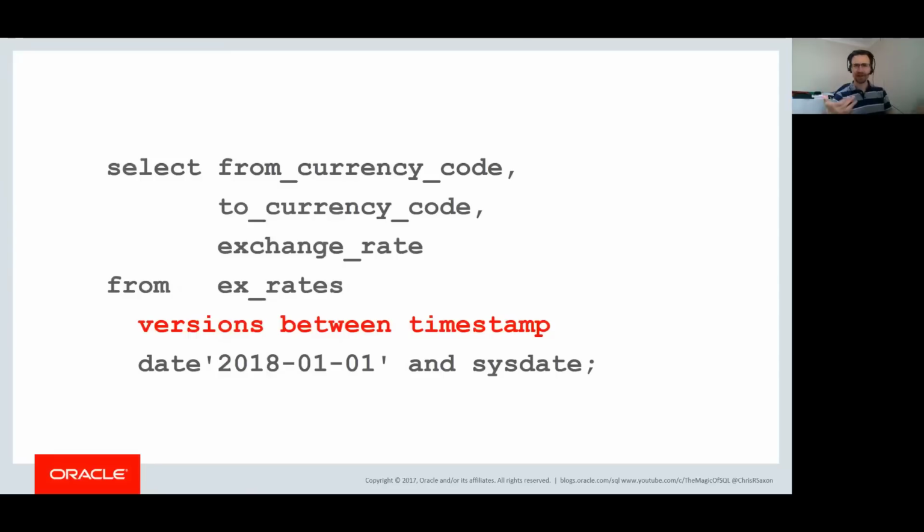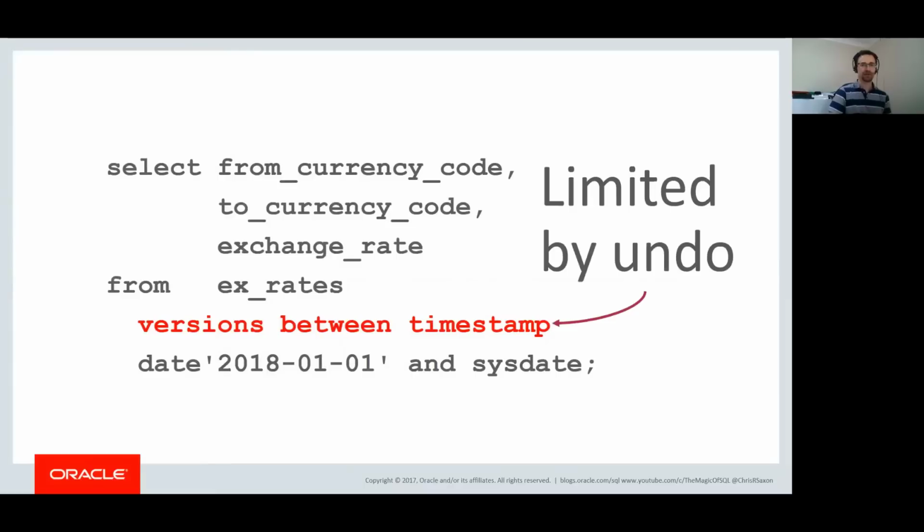So this is great, right? Well, why don't we just use this? Well, the problem with this is it's using your undo tablespace. It's looking back in the undo to see all the change history to be able to reconstruct past history. This brings about a couple of problems.